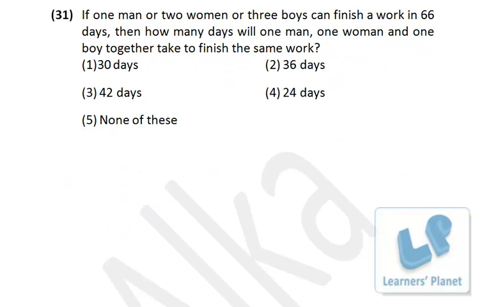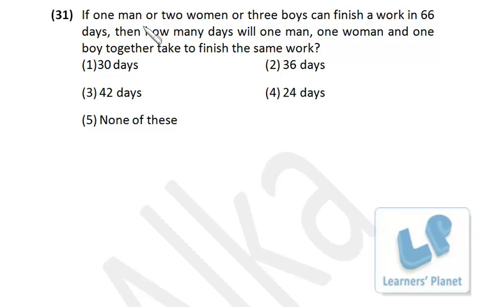Now one more, a very simple problem. 1 man or 2 women or 3 boys, right? The capacity is the same. 1 man is equal to 2 women, and 1 man is equal to 3 boys, and 2 women is equal to 3 boys. So again we'll convert all into a single unit. They can finish the work in 66 days, and in how many days will 1 man, 1 woman and 1 boy together take to finish the same work?